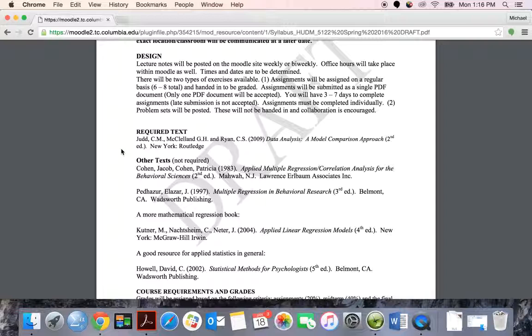So essentially, there are anywhere from 6 to 8 assignments, and you usually have about a week to complete these, and I try to include a weekend for those who are working. And almost all of them require the use of SPSS. So please make sure you have access to that.